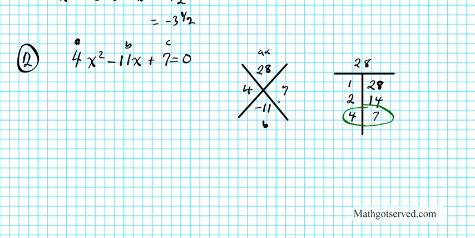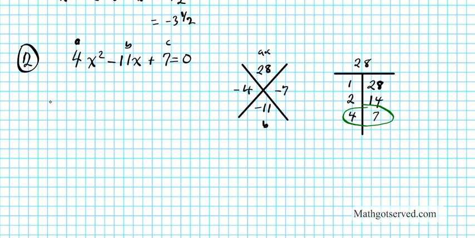If I add two numbers and I get a bigger negative number, that means that both numbers are going to be negative, okay? So what is negative 4 times negative 7? Positive 28. So this works perfectly. Now I'm going to replace negative 11 with these two numbers I just found out, and that's going to make it possible for me to factor this quadratic trinomial by grouping, all right?